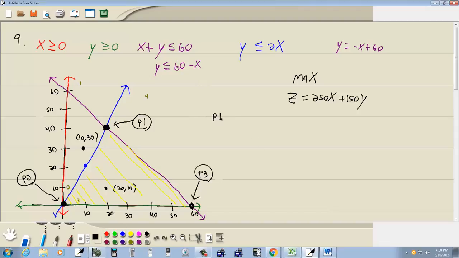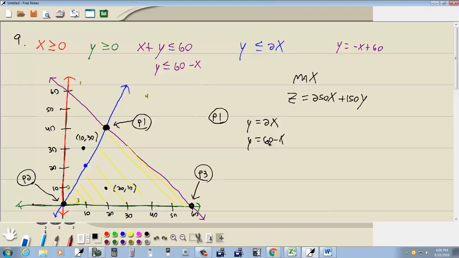Okay, so P1. P1 is the intersection of blue and purple. Different colors actually do help here. I'm not being like artsy or anything like that. It's easier to see. Blue was this right here, and I'm going to treat it as if it's an equals. So y is equal to 2x. Now purple. Purple was this right here, which is y is equal to 60 minus x.